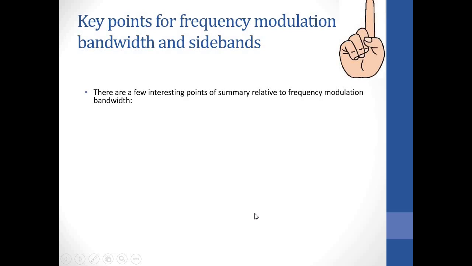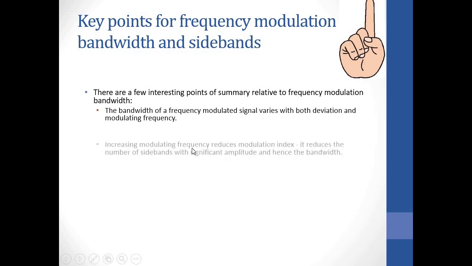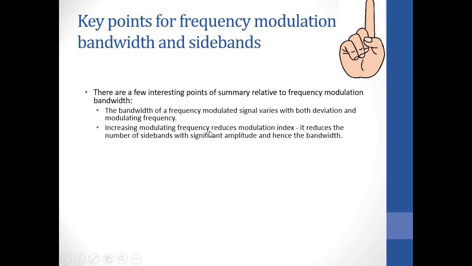Okay. There are a few interesting points of summary relative to frequency bandwidth. The bandwidth of a frequency modulated signal varies with both deviation and the modulating frequency. It's 2 times FD plus FM. It changes with the deviation plus the modulation index. An increase in modulation frequency reduces the modulation index. It reduces the number of sidebands.